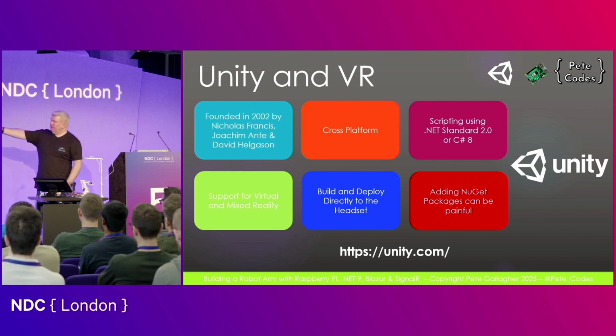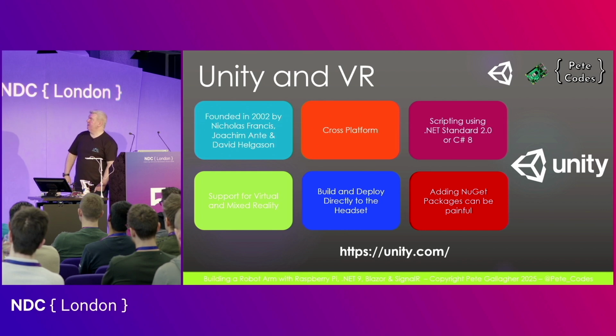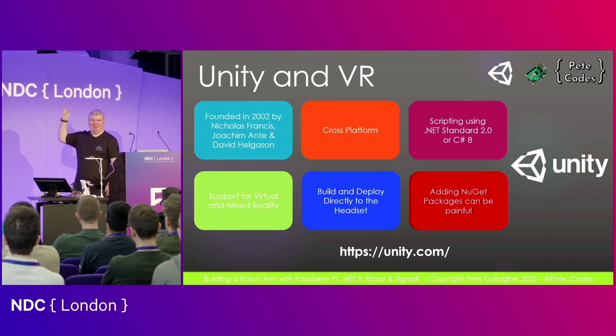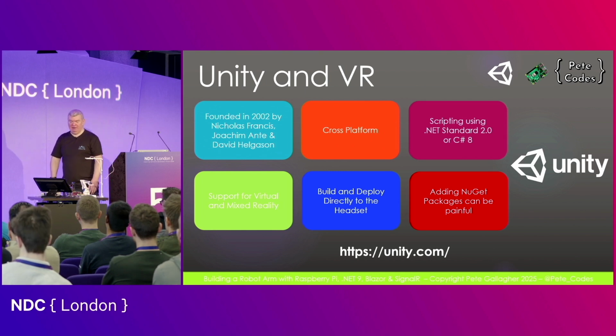I like the fact that it's got support for virtual and mixed reality now as well, which you'll see. And we can build and deploy directly from Visual Studio to the headset and run it, which is a nice pattern. We don't have to build packages and then go installing them randomly and hoping that it works. Quite nice. But yeah, adding NuGet packages is painful. I've got a separate repo because it's a massive repo for this, and you'll find a script in there that shows you how to get the SignalR packages in there. It's about the only thing you'll need.